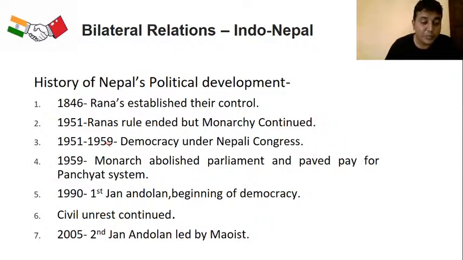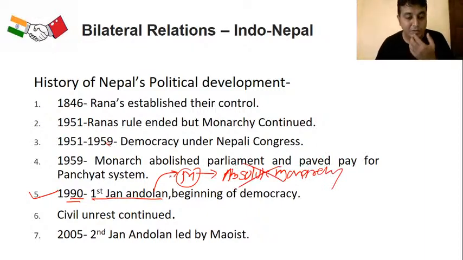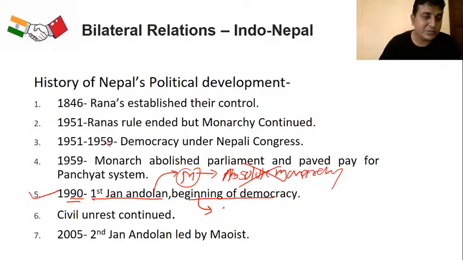Clear? They are going to break the chains, and it happened with the first Jan Andolan. This was basically a mass movement launched in 1990, which forced an end to the absolute monarchy. The first Jan Andolan led to the end of absolute monarchy and again the beginning of democracy. One very famous person, well known in India, is Koirala.